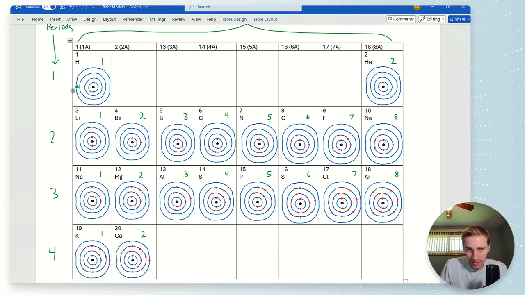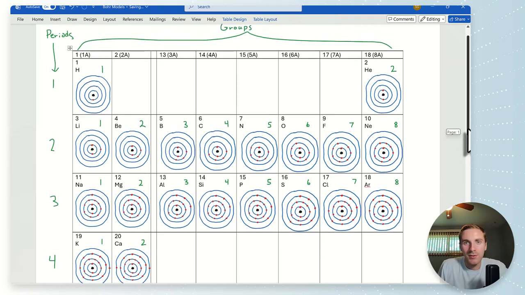So the elements in the first row, hydrogen and helium, they only have one, not valence electron, but one energy level of electrons. The elements in the second row, if we look at their Bohr models, they all have 2 energy levels. Or in other words, their valence electrons are in the second energy level. The third row has 3 energy levels. Their valence electrons are in the third level. And the fourth row has 4 energy levels. Their valence electrons are in the fourth level.